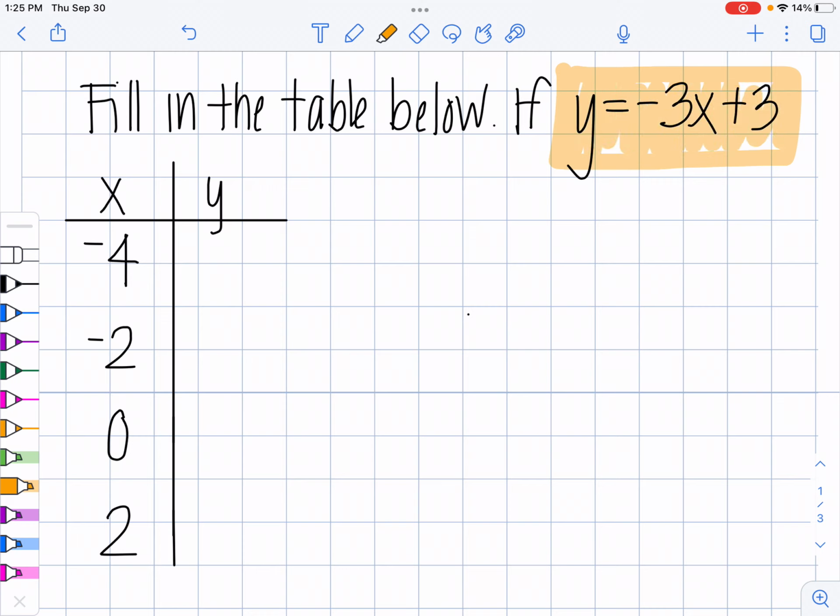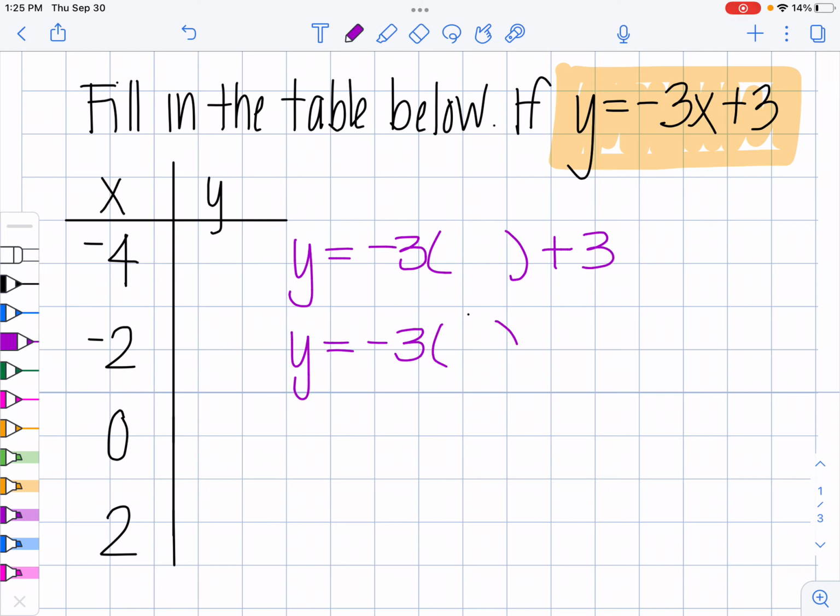So first thing I like to do here is make my skeleton. So here I'm going to write y equals negative 3 times x plus 3. And I'm going to write it out for everything because I'm using my same equation for this whole table. It's kind of like a secret 4 problems in one.